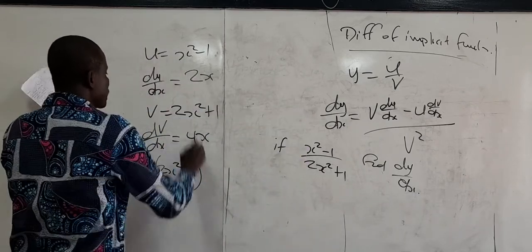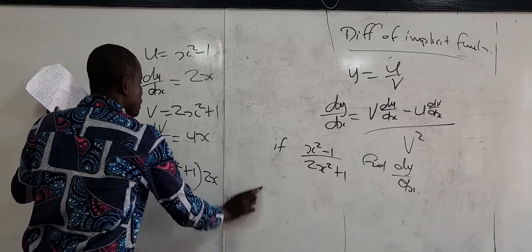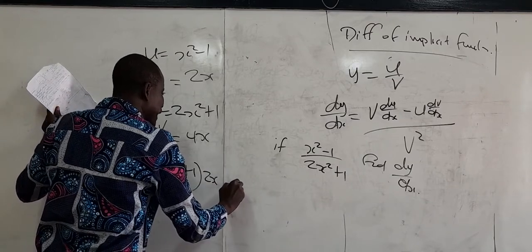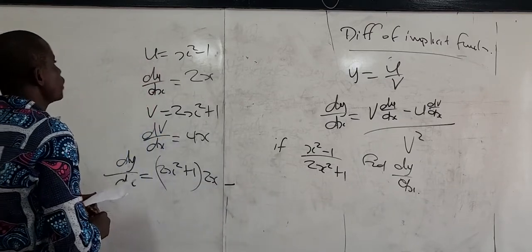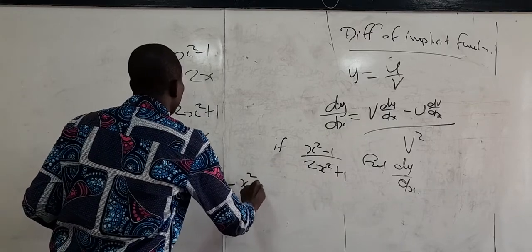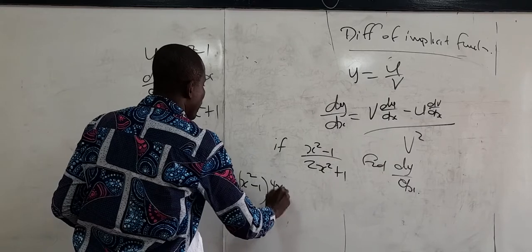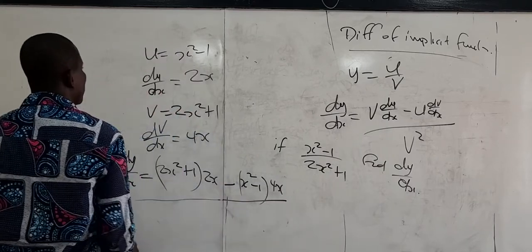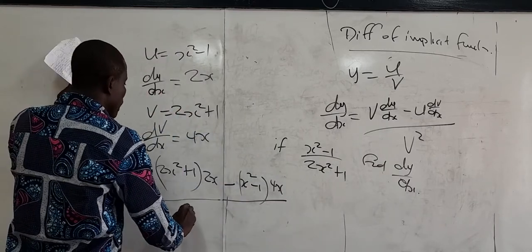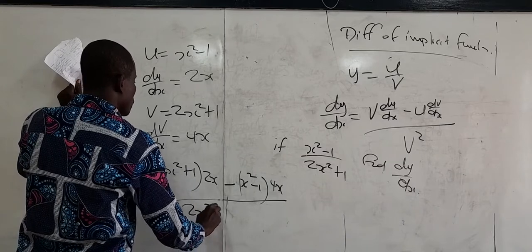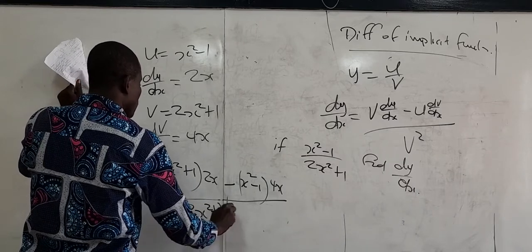du/dx is what? It is 2x. Here, instead of plus, you say minus u. What is the u? u is x squared minus 1. Then dv/dx is 4x, all over v squared. v is 2x squared plus 1, squared.